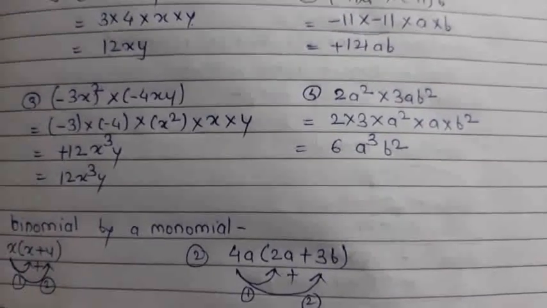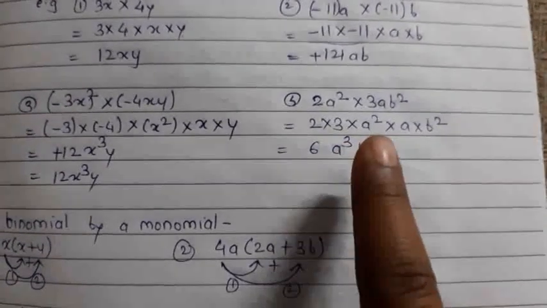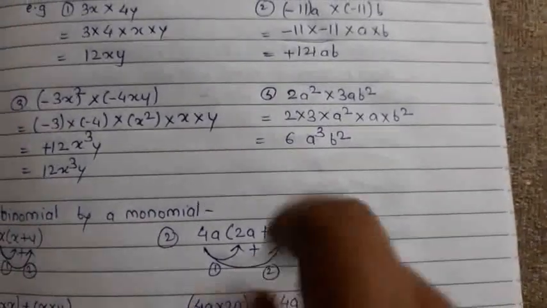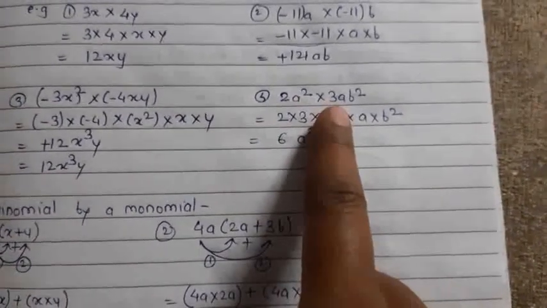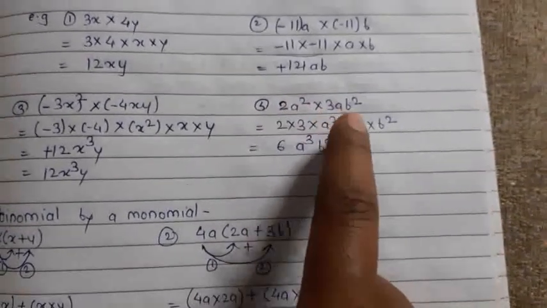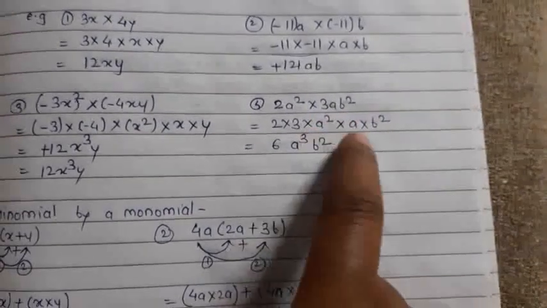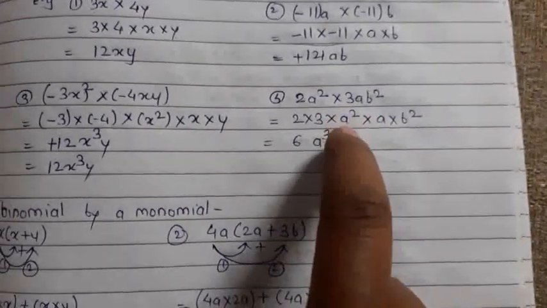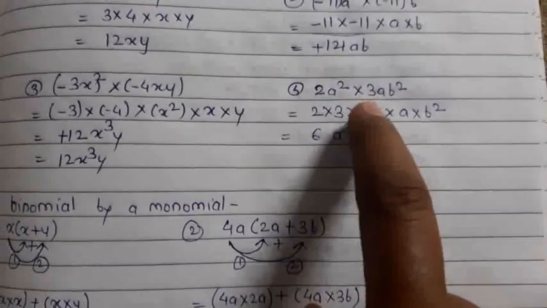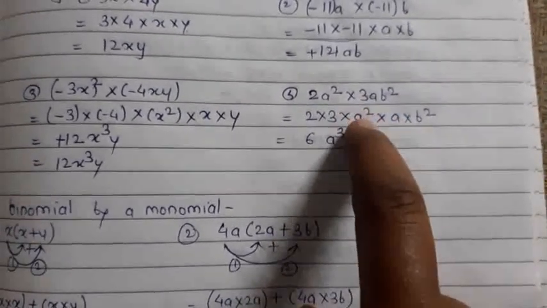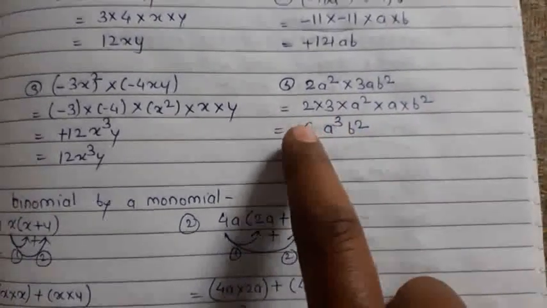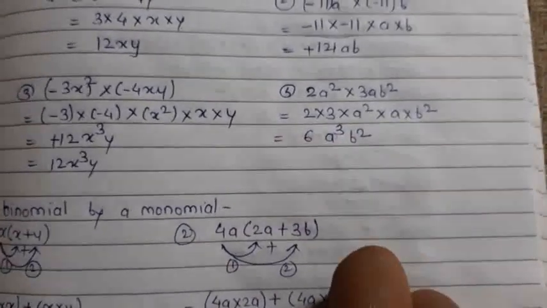See the next example, 2x square into 3ab square. Here also the coefficient is 2 and here the coefficient is 3. Their multiplication is 6. Now here is a square, here is ab square. Their multiplication we will do. Now here a square into a. What will be the answer? Here is a square and here is 1, which means 2 plus 1, 3. So a cube and b square as it is. So 6a cube b square.